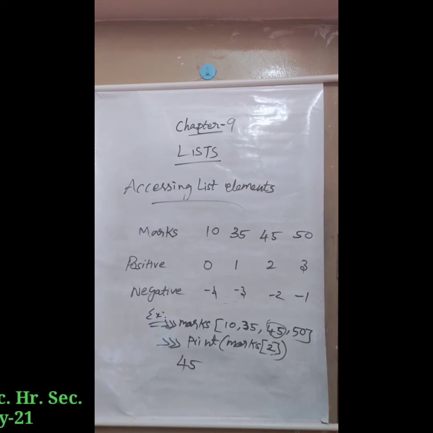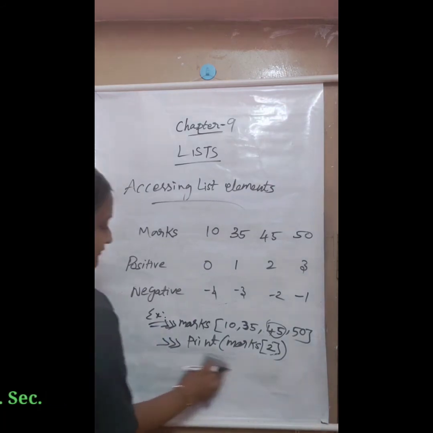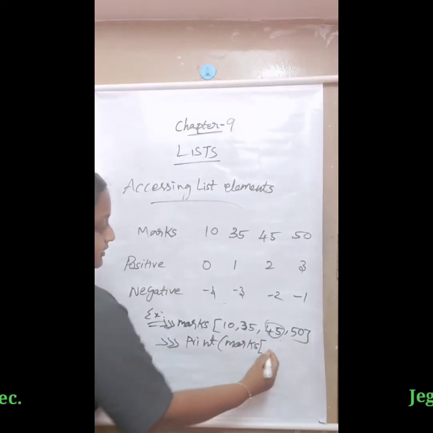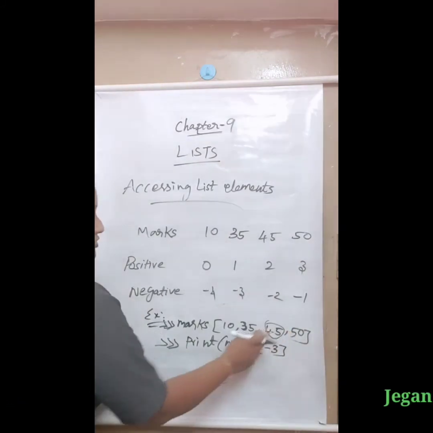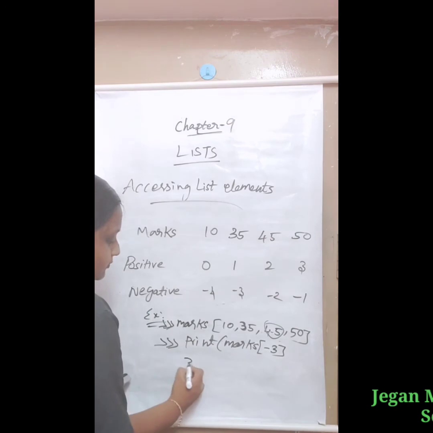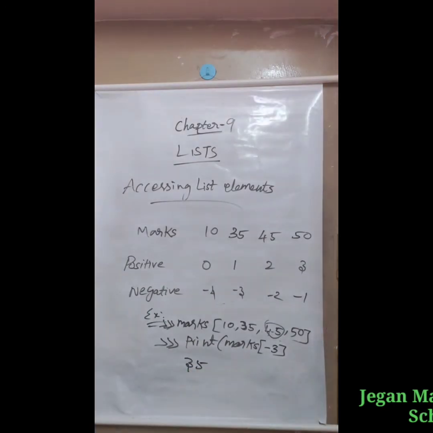Now we will see one more example, that is for a negative value. So here if I give -3, so -1, -2 and -3. So the output of this program is 35. So we can access the element either in positive or negative index position.